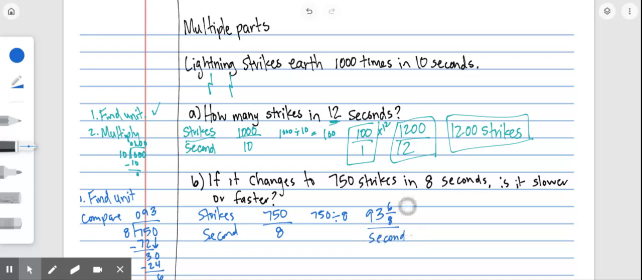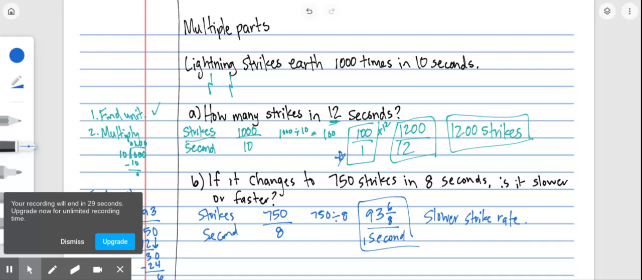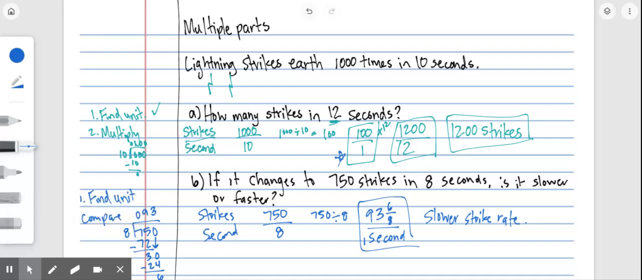All right, so this is my unit rate. Just like this one was my unit rate from earlier. Which one is bigger? Well, this one, the 100 per second, is bigger. So that means that this is slower. Slower strike rate. Because 93 strikes per second is smaller than 100 strikes per second. Okay. Again, questions, please ask them. I want to see them.